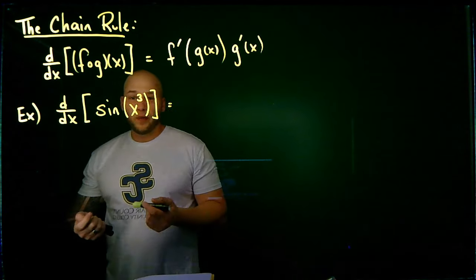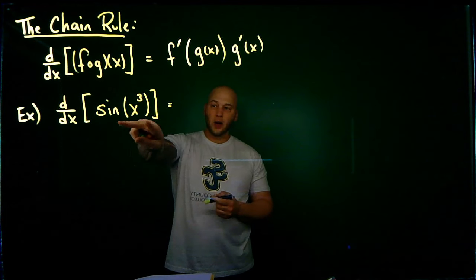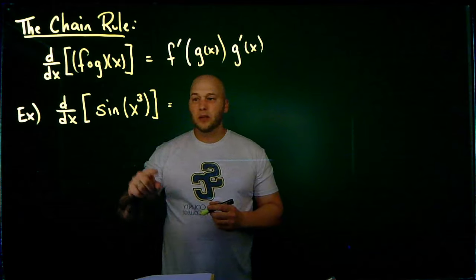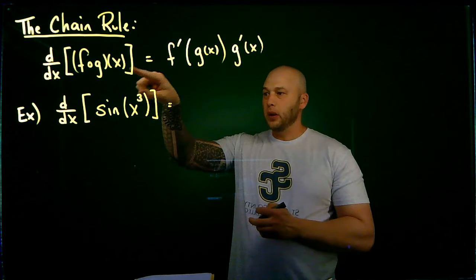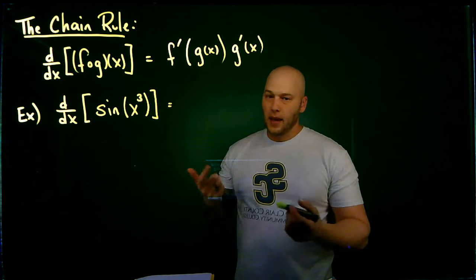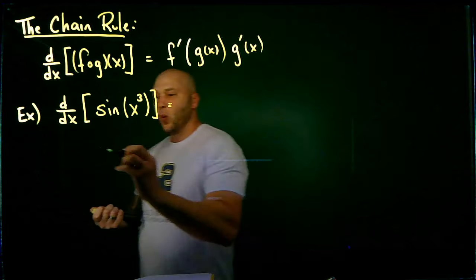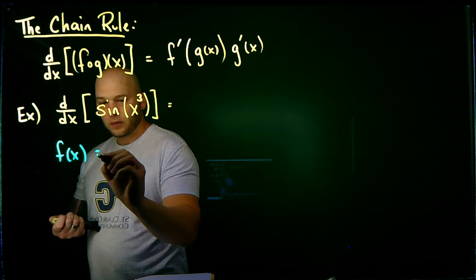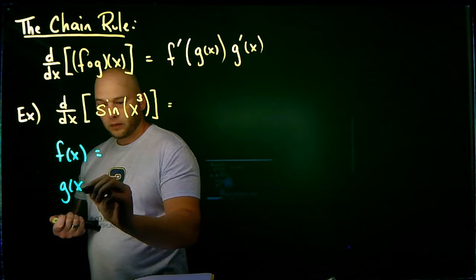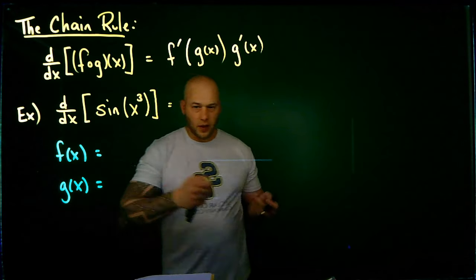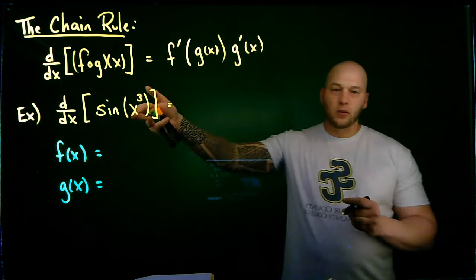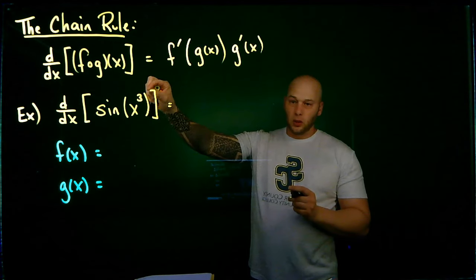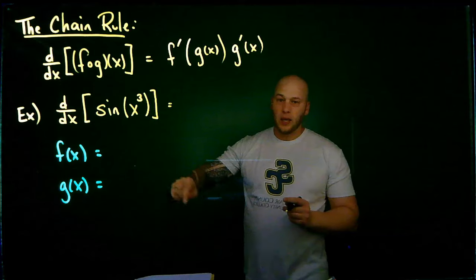As I mentioned before, we have to recognize the function that I'm starting with as a composition. And we can see that I've got x to the third plugged into the sine. That also tells me what f is and what g is. Of course, we've already done this example, so we know what f and g are. But let's pretend this was a new example. f of x is what I'm plugging into, and g of x is what I'm plugging in.